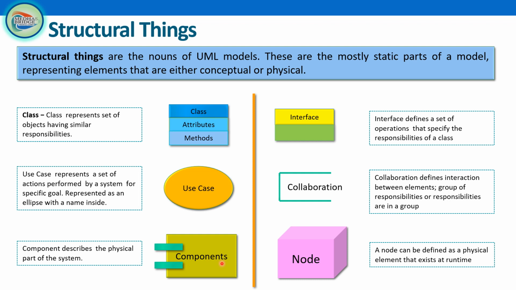Components describe a physical part of the system. Interface. Interfaces define a set of operations that specify the responsibility of a class. Collaboration defines interaction between elements. A group of responsibilities are in a group. A node can be defined as a physical element that exists at runtime.